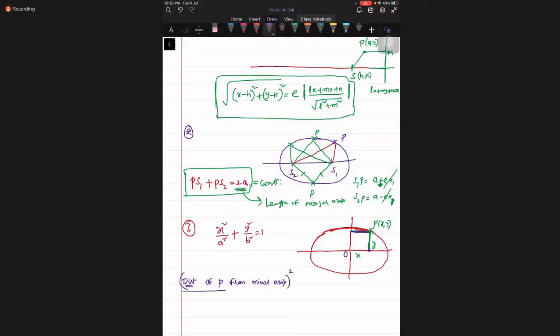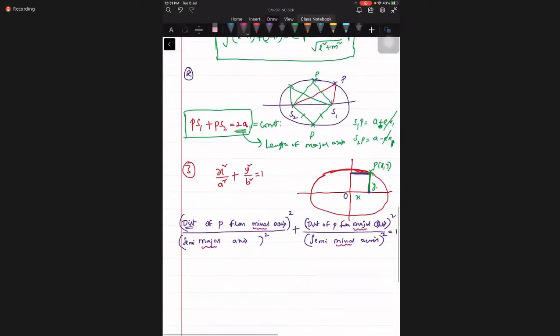Divided by semi whole square, correct? What is the distance of P from the major axis? Major whole square divided by semi minor whole square, correct? So here I'm asking you to identify this small change. Once again, students, this is very useful to find any ellipse like this.